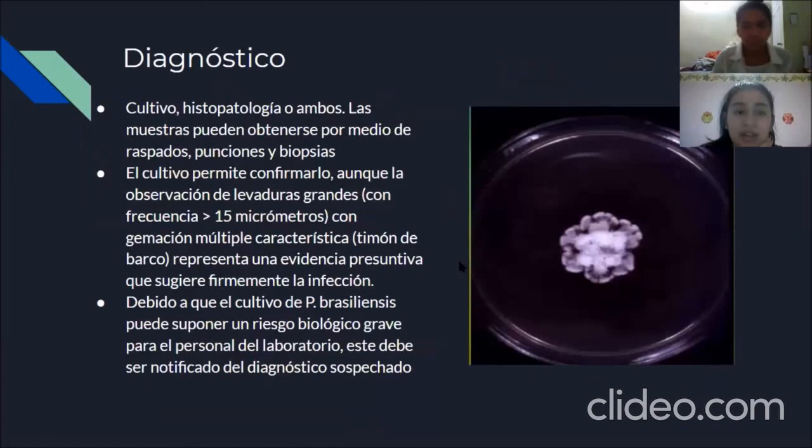Diagnosis. Diagnosis can be made through culture, histopathology, or both. Samples can be obtained by scraping, puncturing, and biopsying. The culture confirms this, although the observation of large yeast, often no more than 15 micrometers, with characteristic multiple budding represents presumptive evidence and strongly suggests infection.